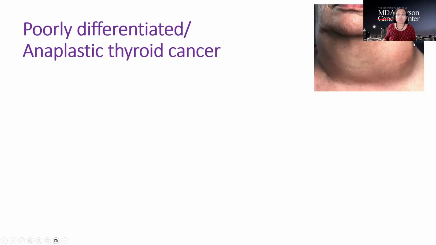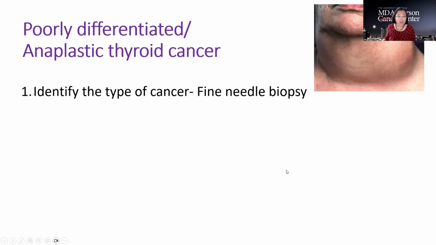So these tumors are very classic. When we see this, we are worried about anaplastic or poorly differentiated because they're so large, they're invading a lot of structures. So if we don't do something about it quickly, patients can die. So again, we first identify the type of cancer, always confirm the diagnosis.